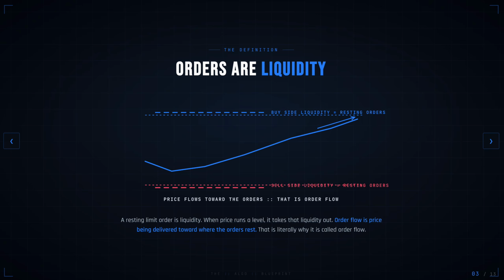Price flows toward the orders, that is order flow. A resting limit order is liquidity. When price runs to a level, it takes that liquidity out. Order flow is price being delivered toward where orders rest. That's literally why it's called order flow.